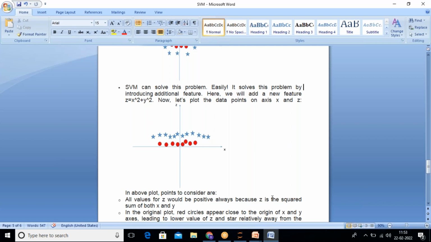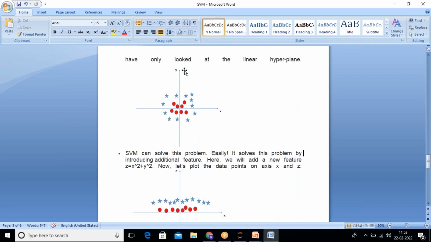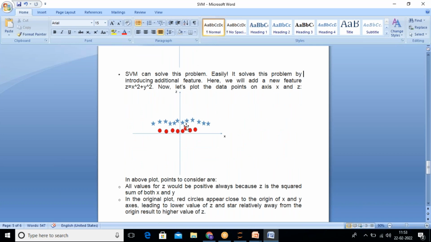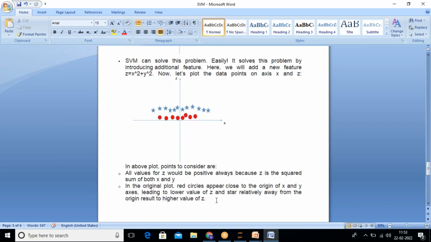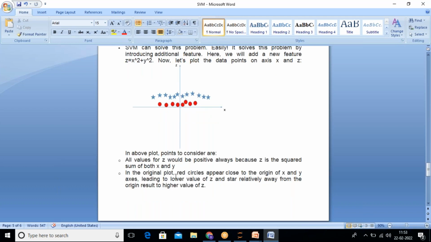Yes, sir. We are plotting x and z. Remember, previously it was x and y, in a round format, and now we are plotting x and z. The z is the sum of squares of x and y, so on the z axis we are plotting this. Now this data set has become linear from non-linear, and we can easily separate it with a single line, right? So from here we understand that the value of z will always be positive because it is the squared sum of both x and y.